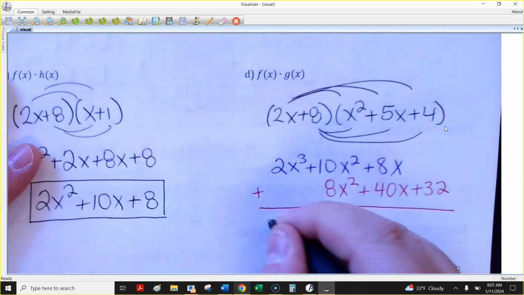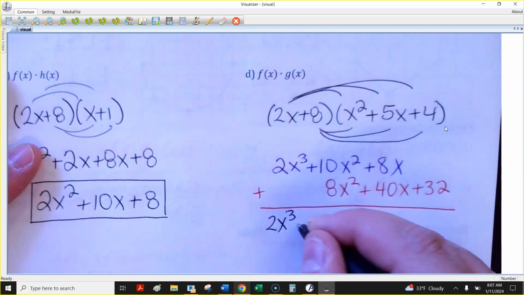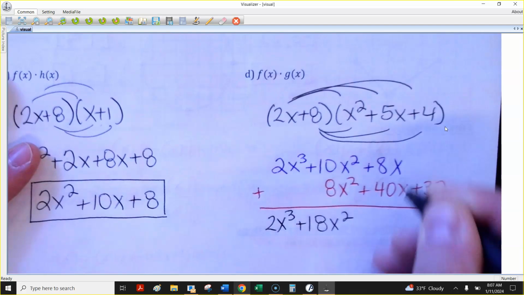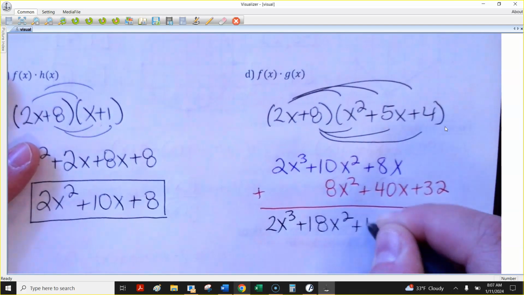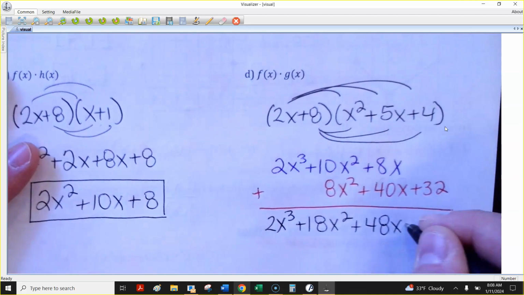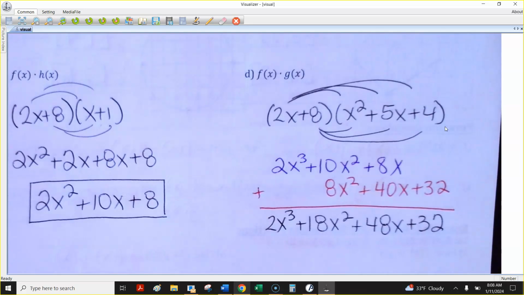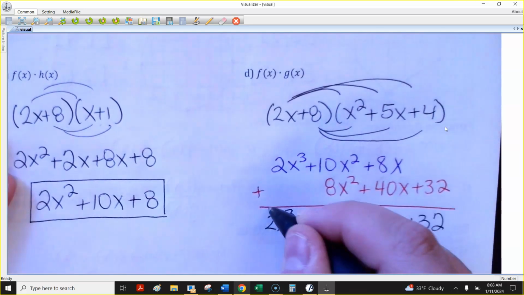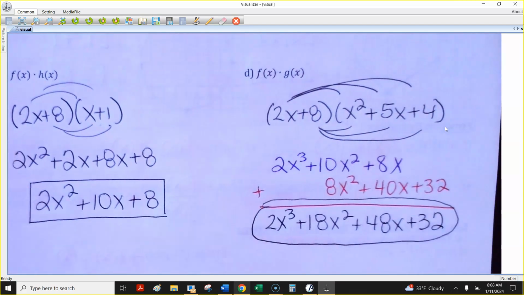So there's only one term with x cubed. X squared, you got 10 and 8, so we got 18 of those. For x's, we got 8 and 40, so we got 48 of those. And then there's no other plain number, just the 32. And again, I know all these terms are divisible by 2, but you don't want to factor anything. We're trying to multiply these out and put them in standard form. So that's going to be my answer. Does anybody have a question?